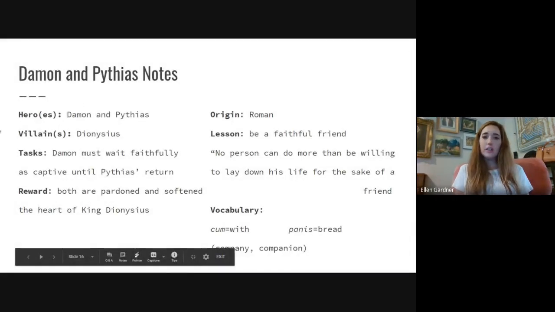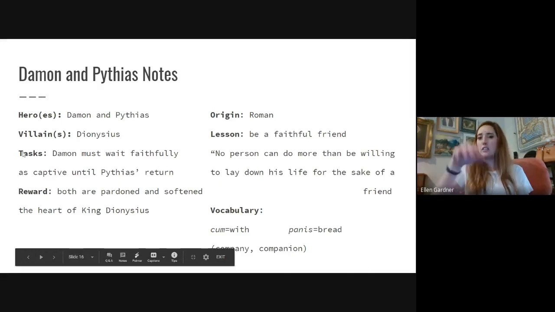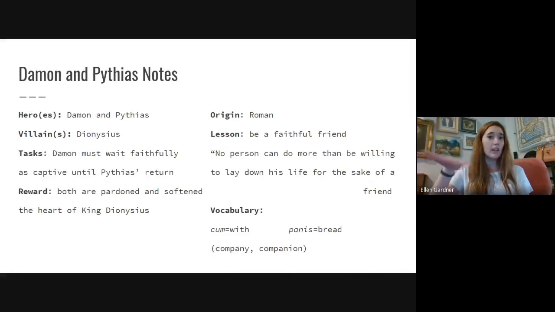Occasionally we'll have that. Now, for Damon and Pythias, there's just a little information that the heroes are Damon and Pythias. The villain is Dionysius, even though he does change his heart at the end. And in many Roman myths, there are specific tasks and rewards. And the heroes and villains, similar to what we were talking about with Arabian Nights and folk literature in general, usually there's very clear heroes and villains. Now, the task in this Roman myth is that Damon must wait faithfully as captive until Pythias's return, and the reward is that both end up being pardoned and the softened heart of King Dionysius.